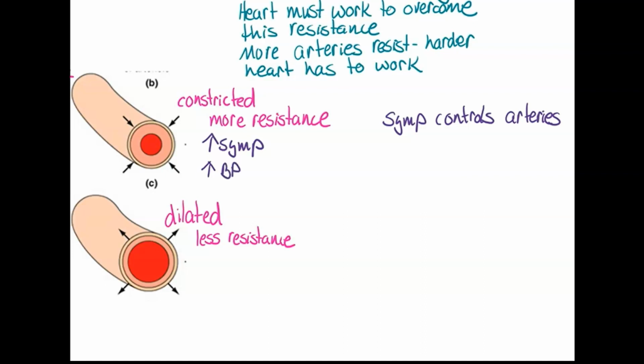Now remember, there's no parasympathetic. So in order to dilate blood vessels, all you do is turn down your sympathetic. If you have less sympathetic stimulation, then the blood vessels will dilate. When they dilate, this decreases your blood pressure and your heart doesn't have to work quite so hard.